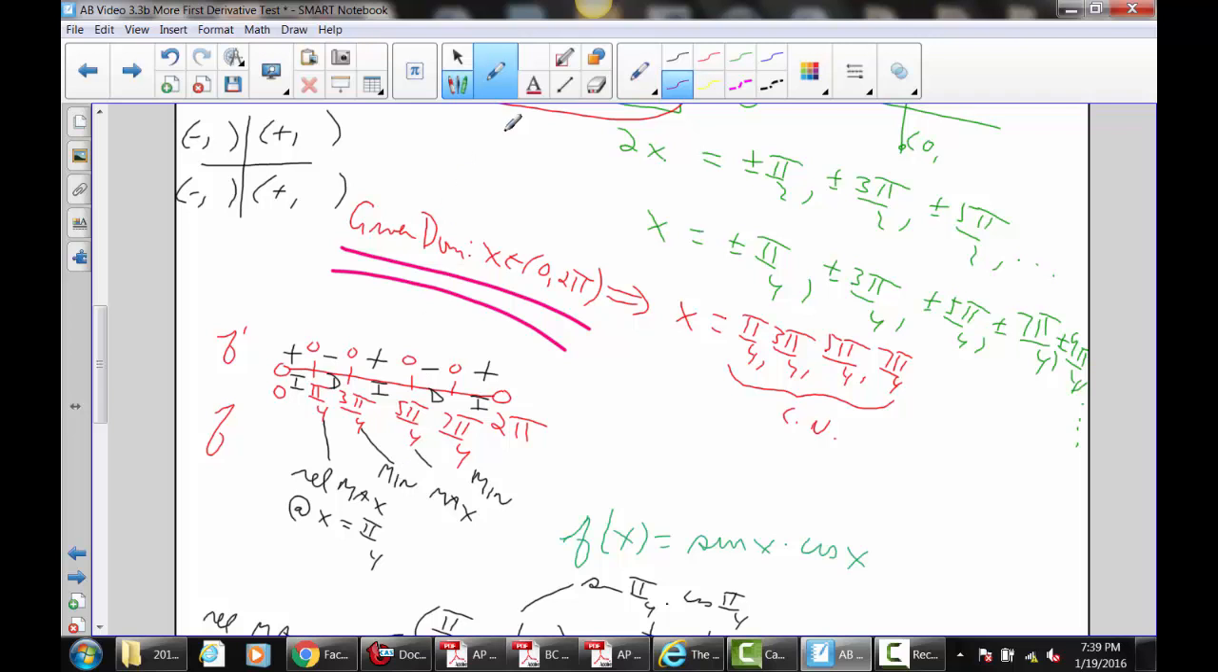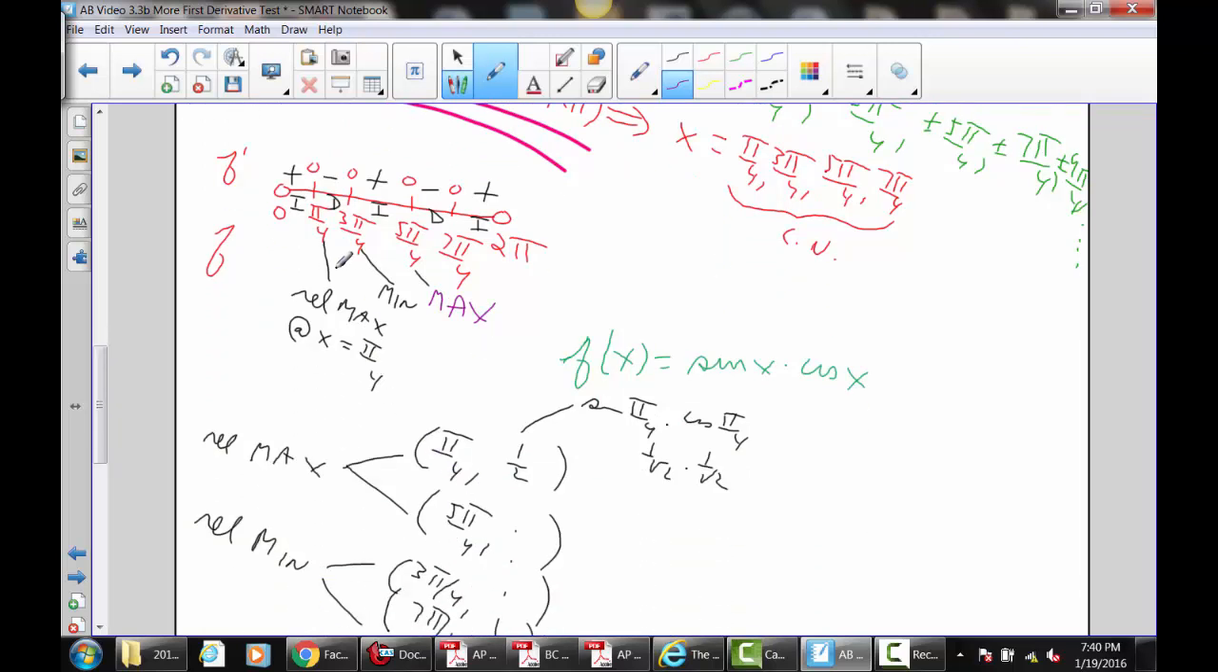I wrote that down wrong. Let me fix that. Okay, so for 3 pi over 4, it goes from decreasing to increasing, so there'll be a min, and here it goes from increasing to decreasing, so there'll be a max, etc.